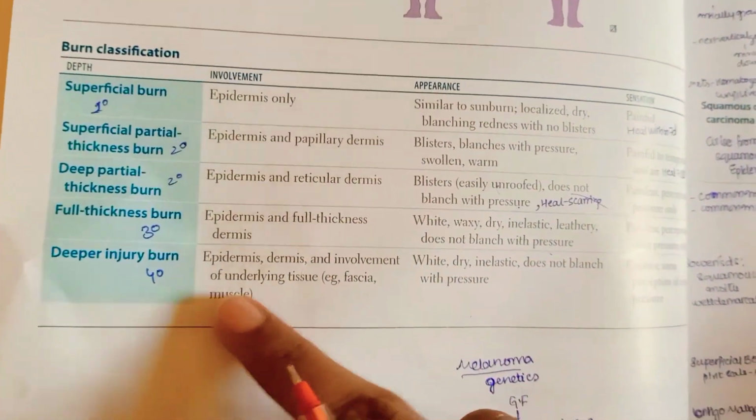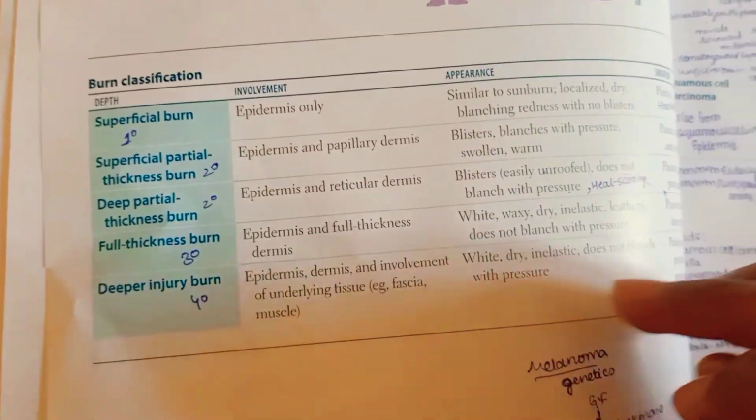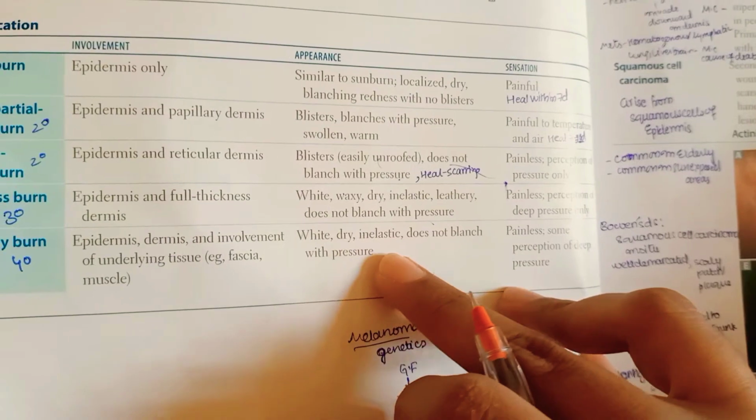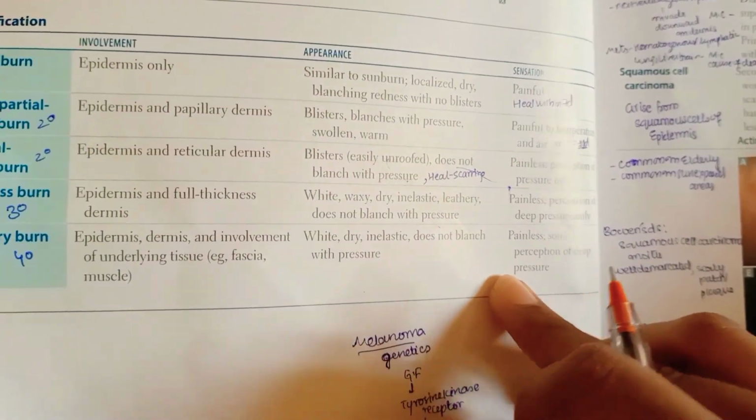Deep injury is fourth degree, involving epidermis, dermis, and also underlying tissue, fascia, and muscle. It's a very deep burn that is white, dry, inelastic, and does not blanch with pressure. Painless, with some perception of deep pressure.